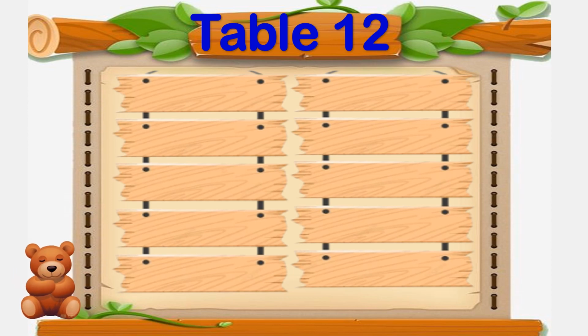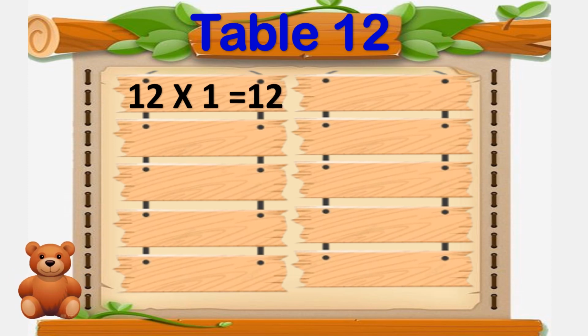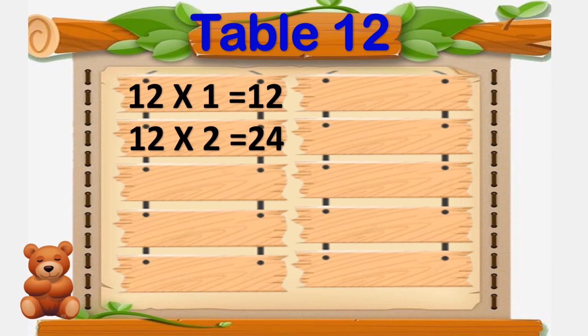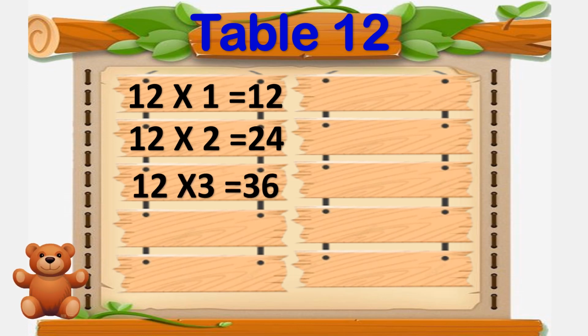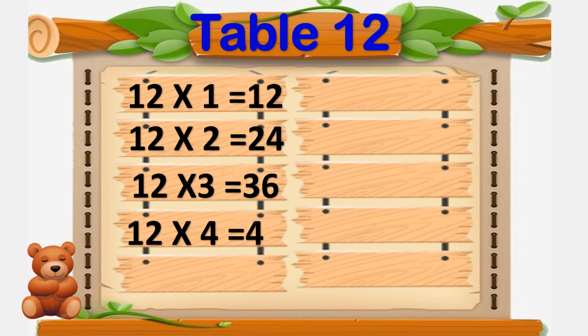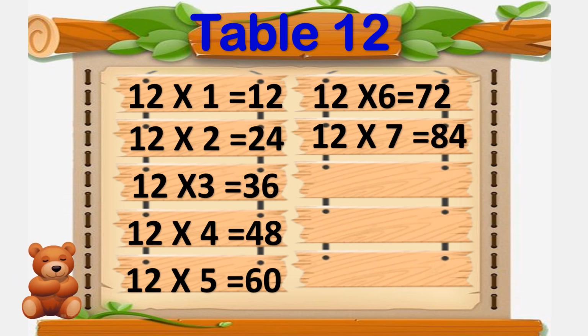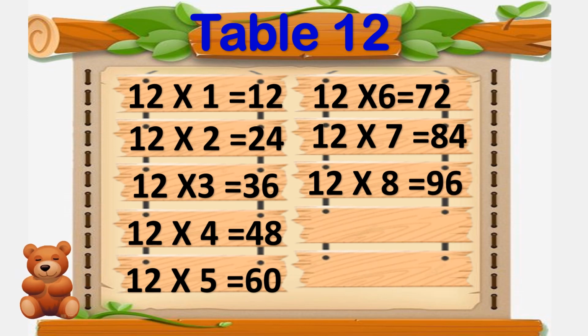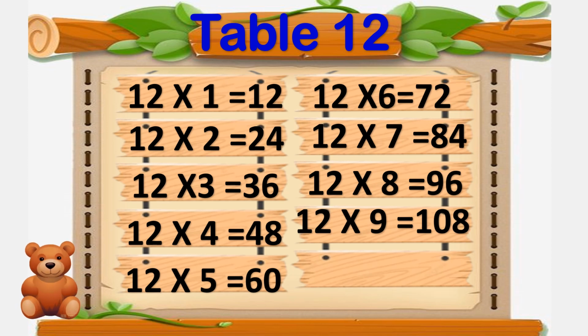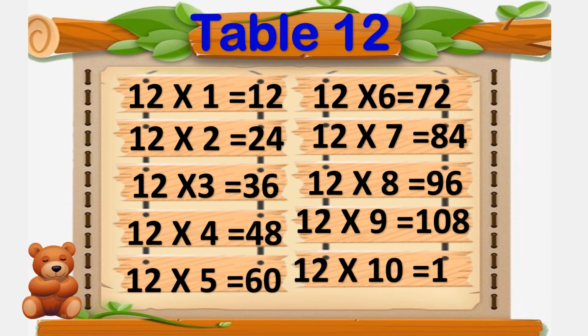Table of 12. 12 ones are 12. 12 twos are 24. 12 threes are 36. 12 fours are 48. 12 fives are 60. 12 sixes are 72. 12 sevens are 84. 12 eights are 96. 12 nines are 108. 12 tens are 120.